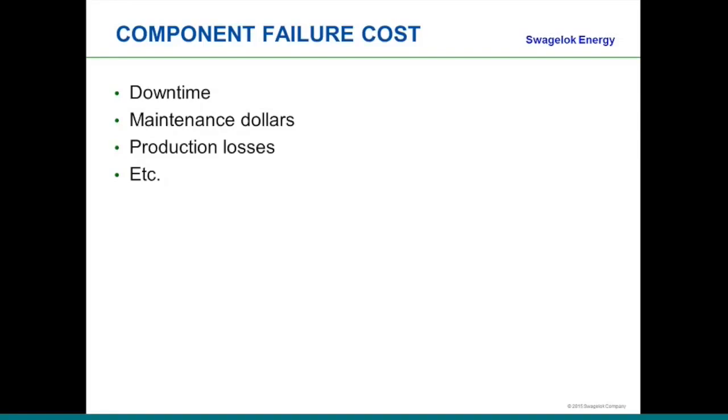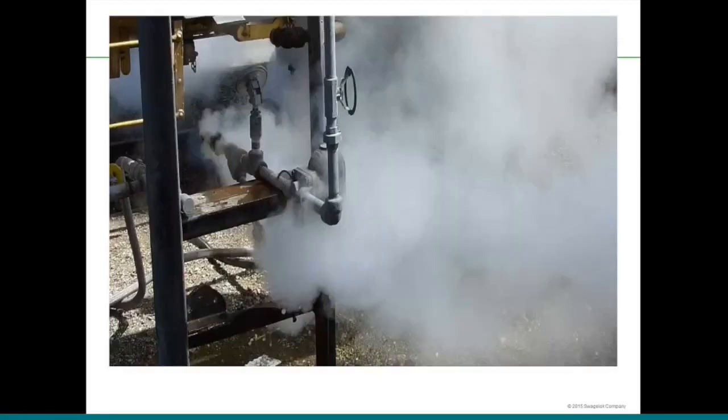The other reliability issue is component failure costs: downtime, maintenance dollars, production losses, etc. If I lose a shell and tube on the process, I take the shell and tube down, plug tubes. That's costing me downtime, maintenance dollars. I'm losing production. For example, this picture shows a failure on the tank rail car system. Number one, safety issue, steam blowing out. Two, we had to isolate the whole area, shut down the offloading of the rail cars, and correct the issue.